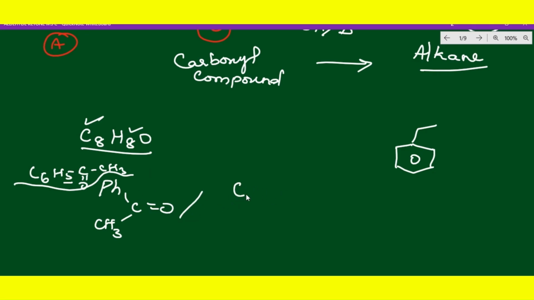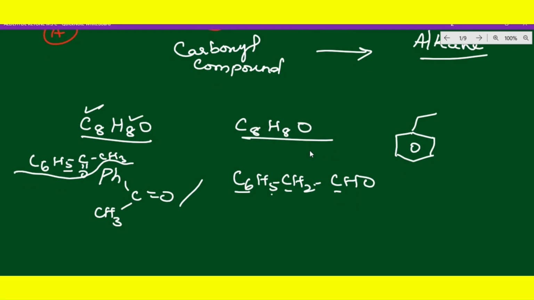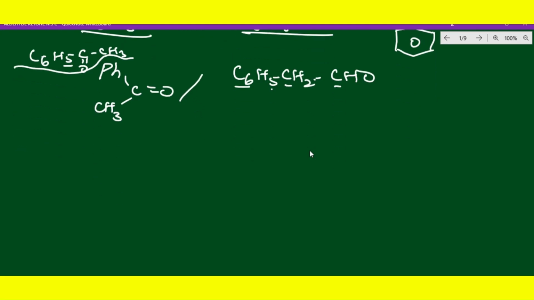Aldehyde, what is it? Here, C6H5, CH2, CHO. So that means here 6, 7, 8, C8. H here 5, 6, 7, 8. C8H8O. Yes, aldehyde or ketone. It converted to alkane. That is that Wolff-Kishner reaction. You know very well. Okay, now what is that question?